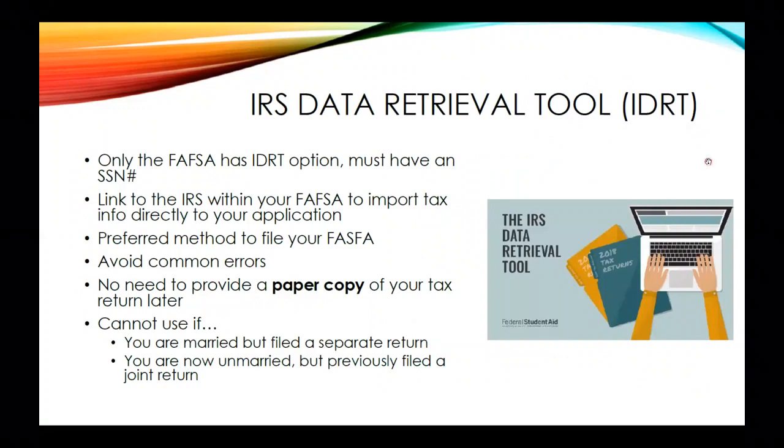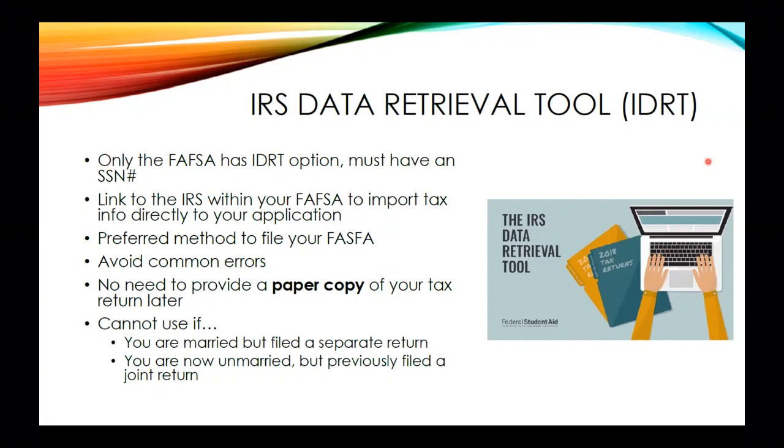Another way that financial aid and tax information interact is through the IRS data retrieval tool. Only the FAFSA application has the IDRT, the IRS data retrieval tool option. And the person must have a Social Security number in order to use this tool. As of now, there's no way to use the retrieval tool with an ITIN, it's only within the FAFSA, and they must have a Social Security number to use this tool.